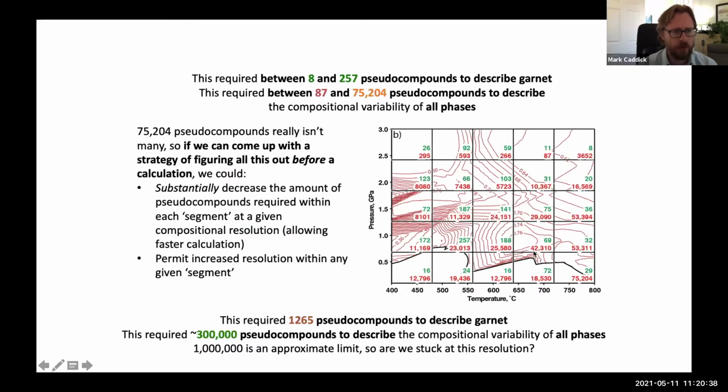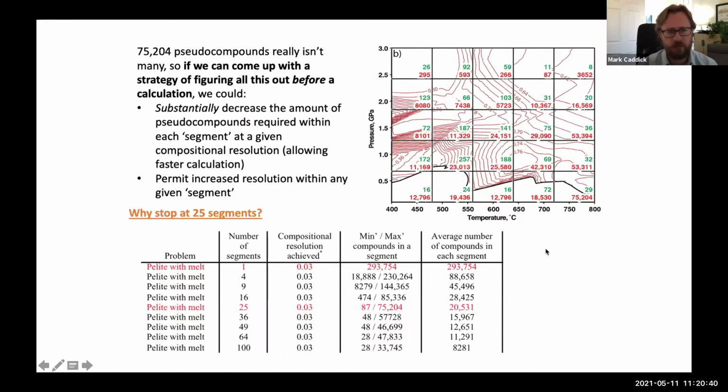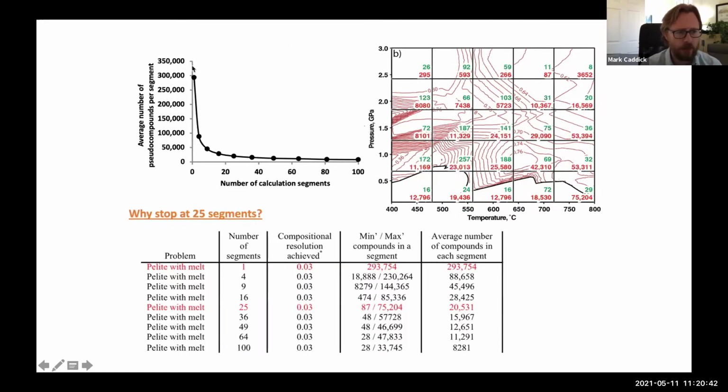Getting to the supercomputer thing, there is a sort of diminishing returns. This is how many pseudo compounds you would need per segment. This is the 300,000 we needed originally. This is how many we would need if we broke the diagram into 100 segments. You can see that if we broke it up into 1,000 segments and solved each of them on a supercomputer, we wouldn't get back that much. In fact, we'd probably spend so much time shuffling the information between the processors that we might actually end up slowing down again.